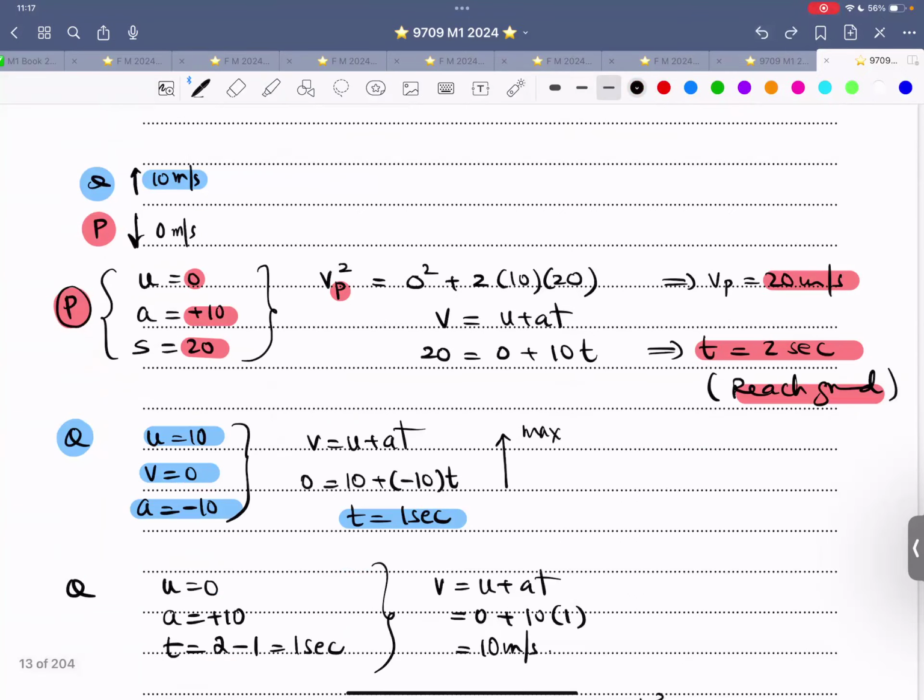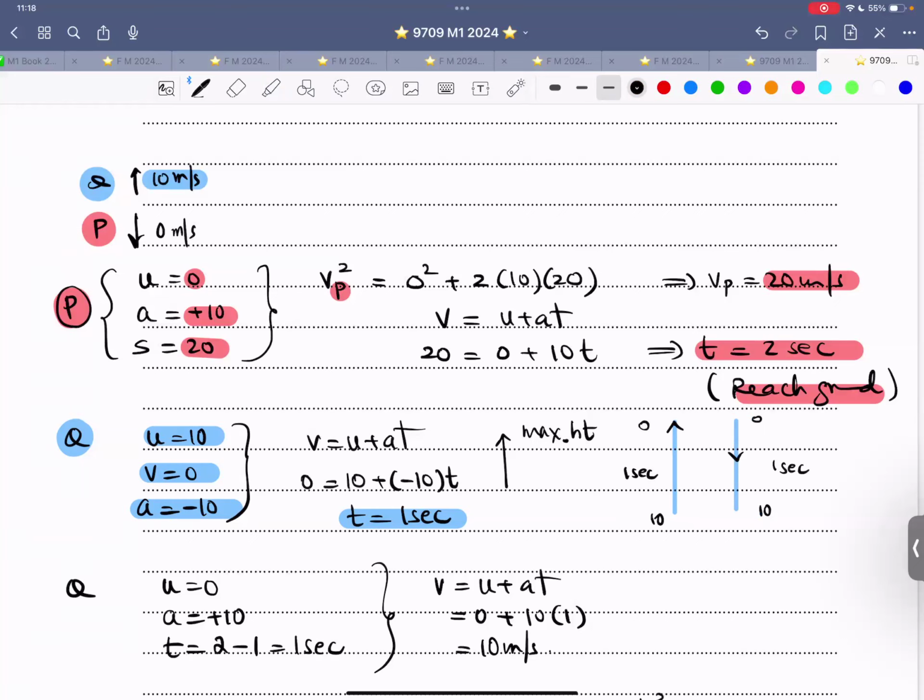Now it's a property which I can take for granted, or I can do the calculation. If I'm talking about Q, if it takes 1 second to reach the maximum height from 10 to 0, then from 0 to 10, it will again take 1 second.